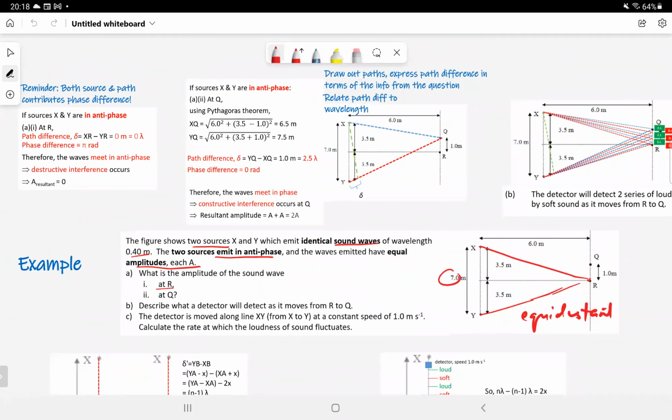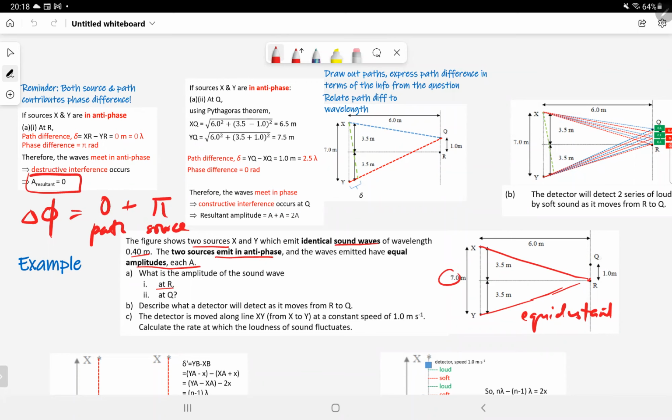So therefore we go back to the formula. What we really want to know is whether there is any phase difference contributed by path and source. Here, we know the source contributes already a pi, and the path contributes 0 because it's equidistant. Therefore you have a pi phase difference. So destructive interference, resultant amplitude 0.